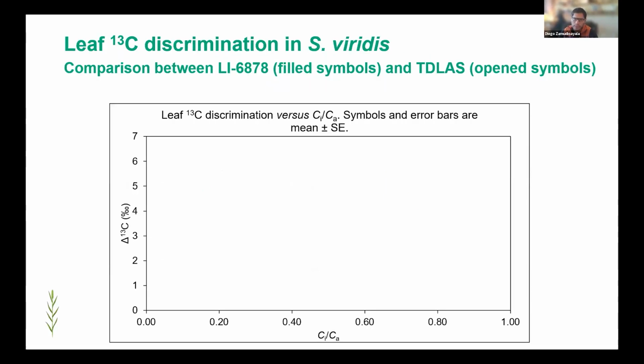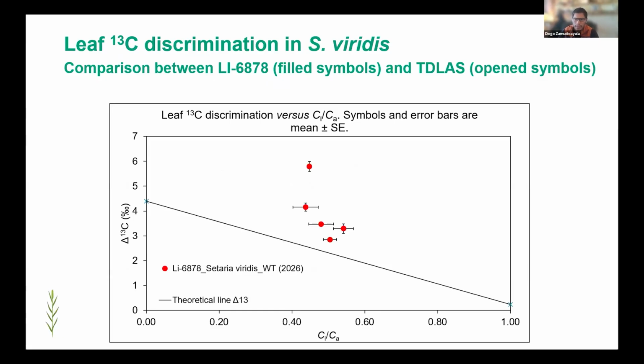Again, we wanted to plot the carbon-13 discrimination for this species versus Ci over Ca. And again, it shows us that the differences in carbon-13 discrimination are driven by differences in the Ci over Ca value. And again, they follow the trend of this theoretical line. Additionally, we plotted previous Setaria data that was collected in 2017, just to see how similar both data sets are. And although both data sets don't overlap, both follow this theoretical solid black line.